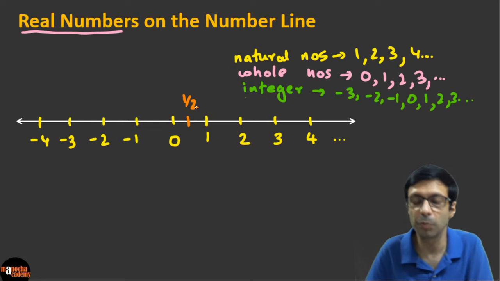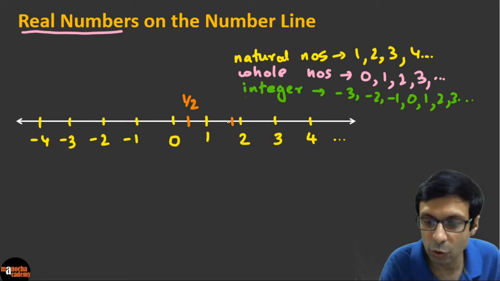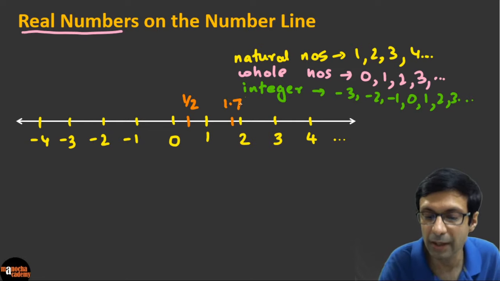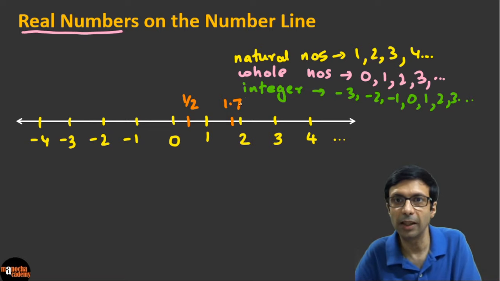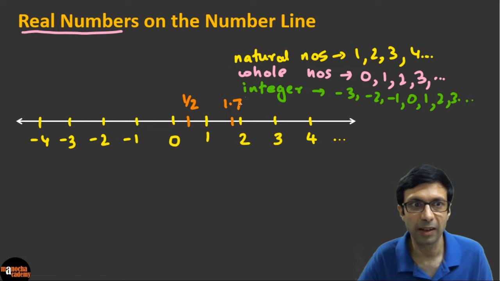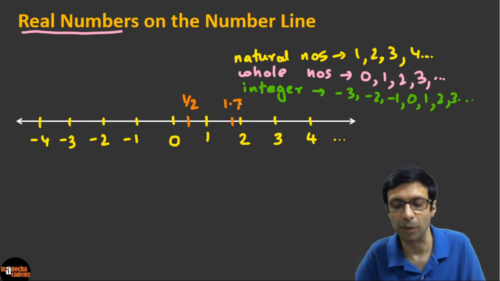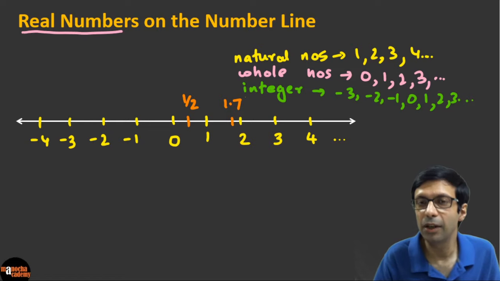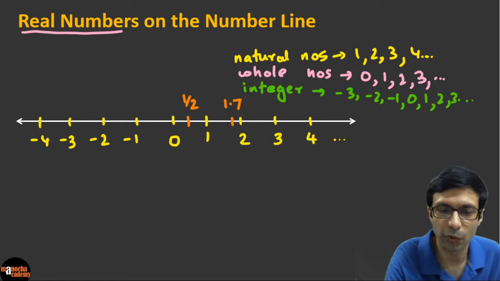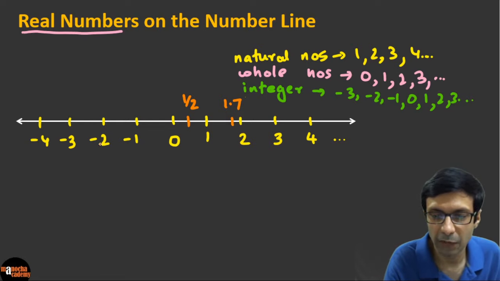Similarly, if we consider numbers between 1 and 2, I can divide it into 10 parts, and if I mark the seventh part, it is 1.7. So there exist numbers between these natural numbers, right? These are the decimal numbers, or you can see the fractions here, right? So as you can see, there definitely exist numbers on the number line between the natural numbers or between the integers here. For example, even between minus 2 and minus 3, we can have minus 2.5, correct?